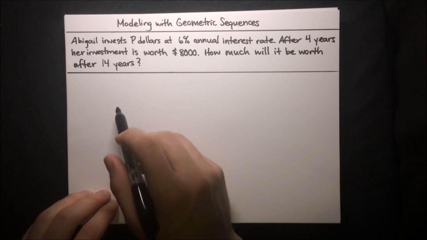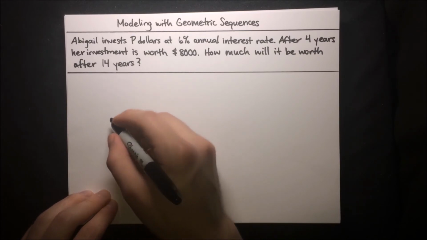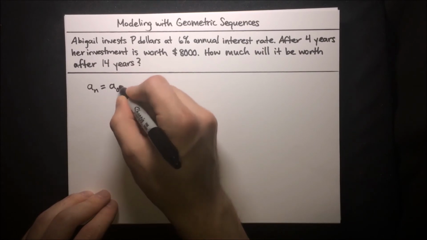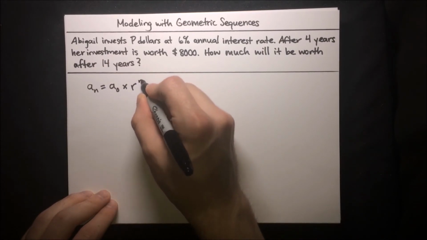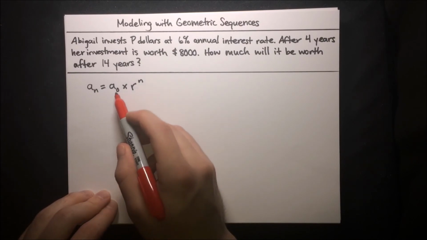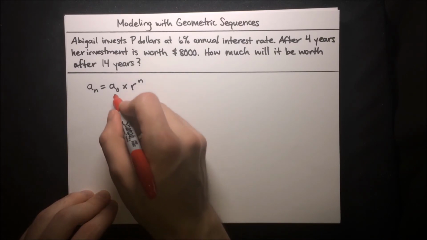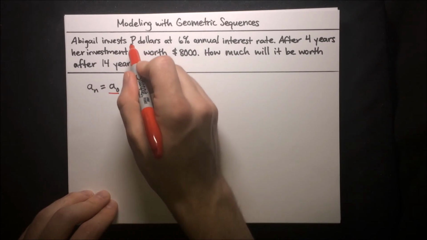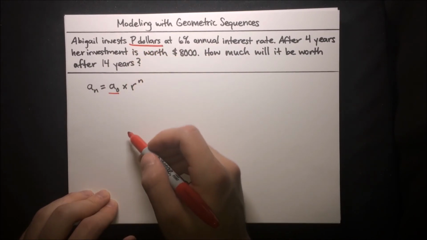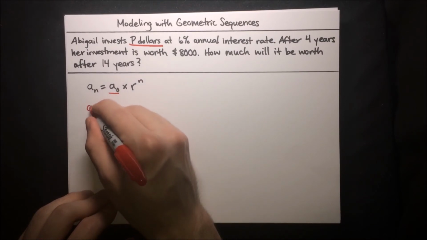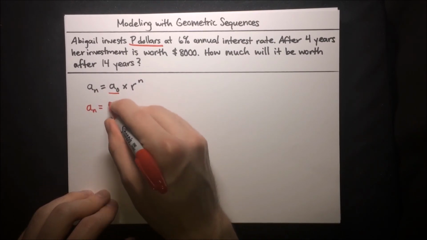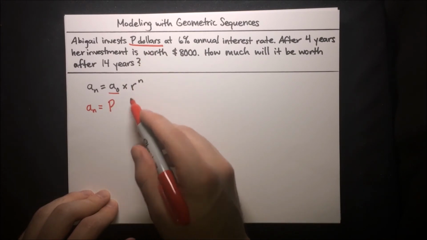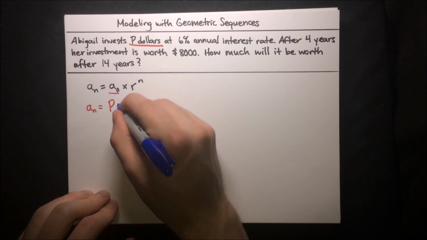So we know that this is going to be a geometric sequence problem, and so why don't we start with our template. a_n equals a_0 times r to the n. And now let's look for the information to plug into this formula. So how about a_0? a_0 is the initial amount, and we know that Abigail invests $P as the initial amount. So we can plug in P for a_0 here. Of course, that's not so helpful because we don't know what P is, but that's all right. Let's just continue plugging in information. So P times r to the n.